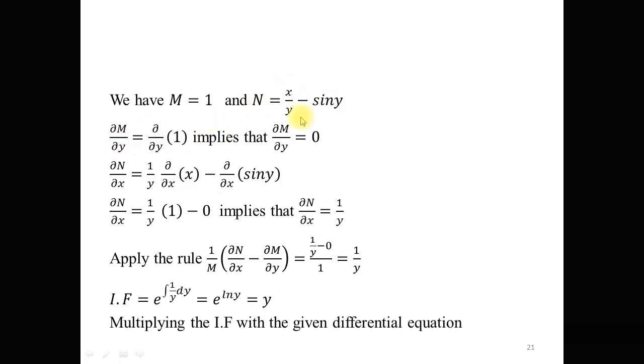Now to check whether the differential equation is exact or non-exact, take the partial derivative of M with respect to y: the derivative of 1 with respect to y will be 0. And the partial derivative of the N function: 1 over y is treated as a constant, and the derivative of x with respect to x is 1. The sin y term is treated as a constant, so its partial derivative with respect to x will be 0. So dear students, partial M by partial y does not equal partial N by partial x, so the given differential equation is not exact.